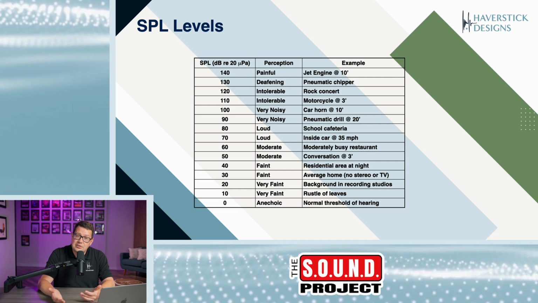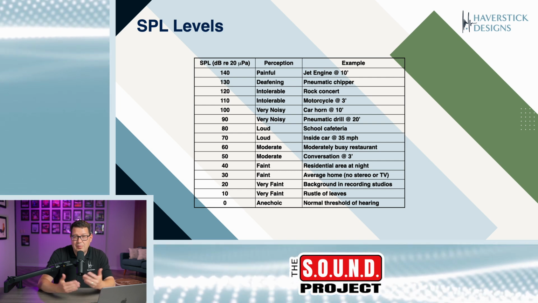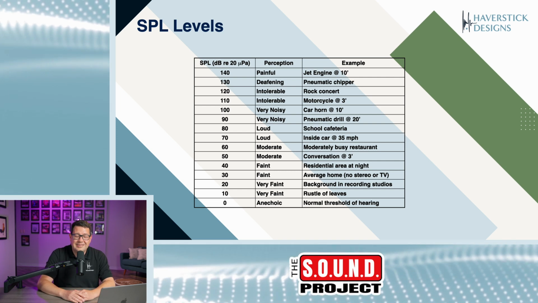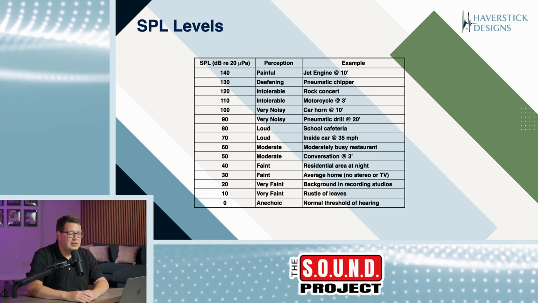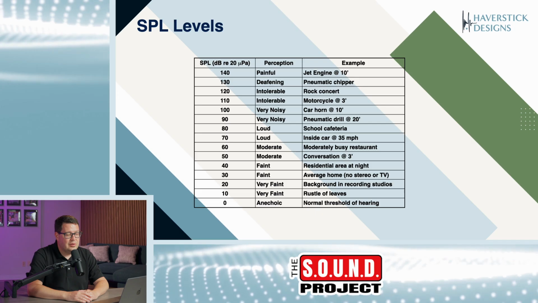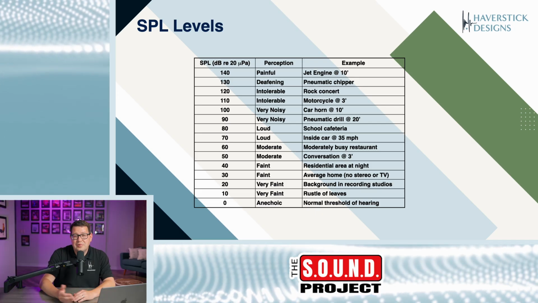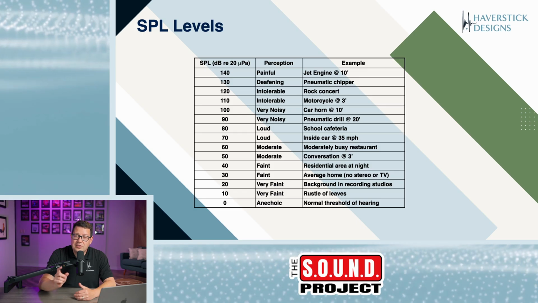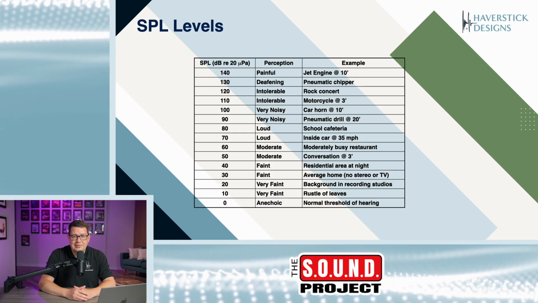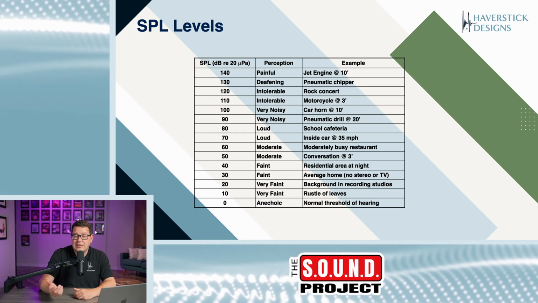A rock concert is about 120. Obviously, it depends on who's mixing and what kind of music you're listening to, but usually somewhere in that 110, 120 range is going to be a rock concert. This chart happens to say that that's intolerable. Obviously, we all tolerate that, but it is good to know that when you're getting up into these higher levels, it's important to wear hearing protection whenever possible.